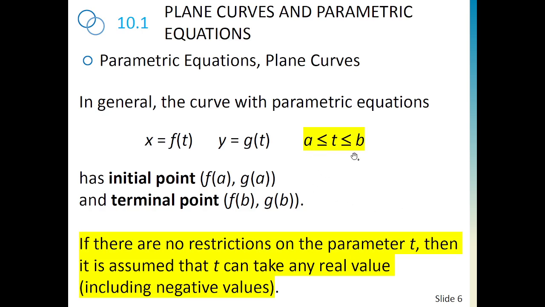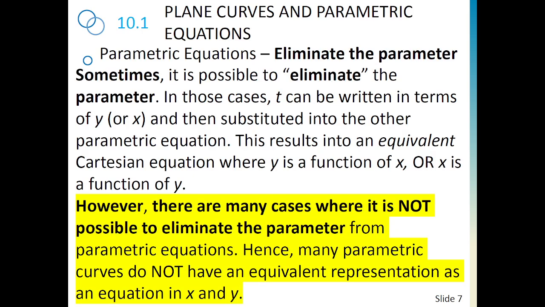So if the bounds are given, we know we have initial and terminal points. If the bounds are not given, it will depend on the situation. In some situations, we are able to eliminate the parameter. Essentially, from the equation for x, we can somehow rewrite it so that we have an expression for t, and that expression is then replaced into the y, so that way we eliminate the parameter t. Ironically, in most of our problems, we are able to do that.